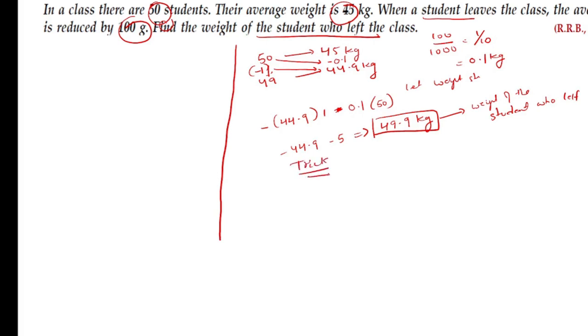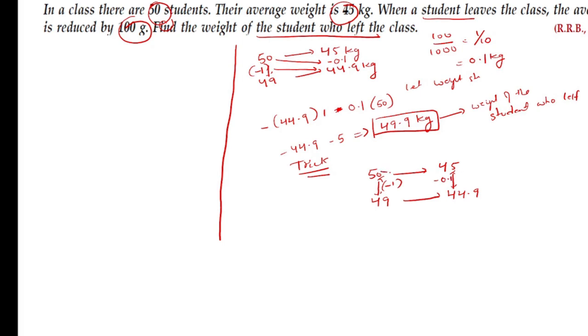The trick is, first take the given values, that is, the average of 50 is given as 45. So we'll take this one. Next, the number of observations is reduced, so we take it as 49 since one person has left. And what happened to the average? The average of the class is also reduced, so it is 44.9. We find the difference between them, that is minus 1. And we find the difference between the averages also, that is minus 0.1.